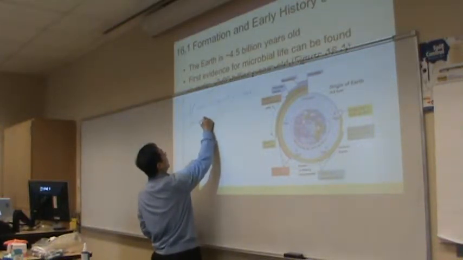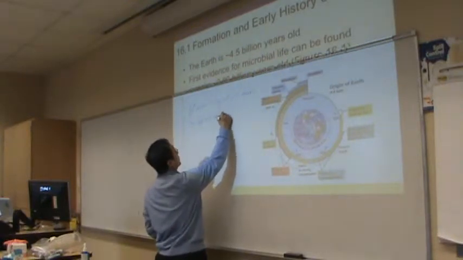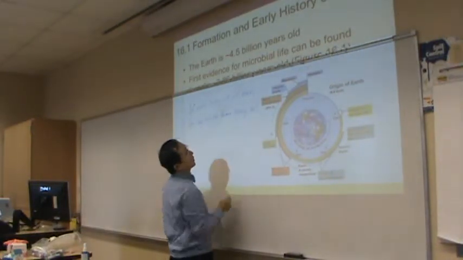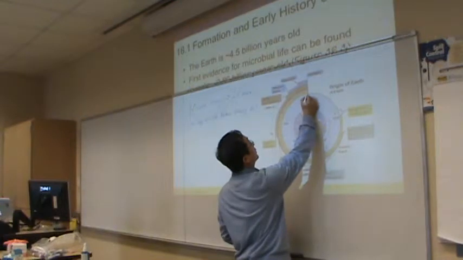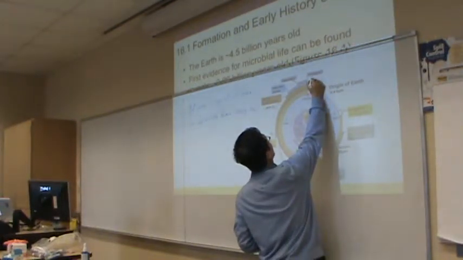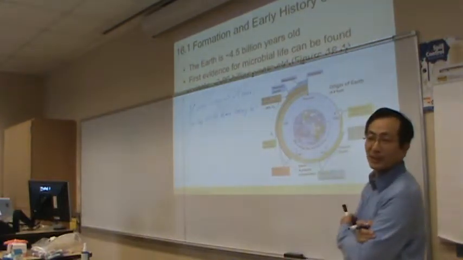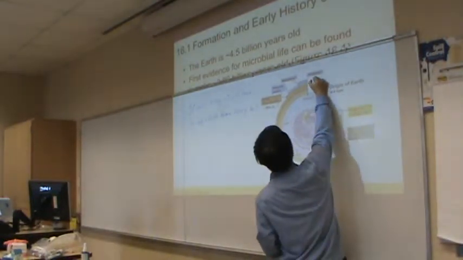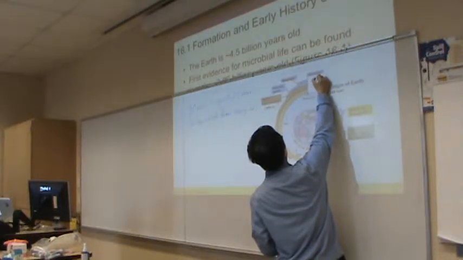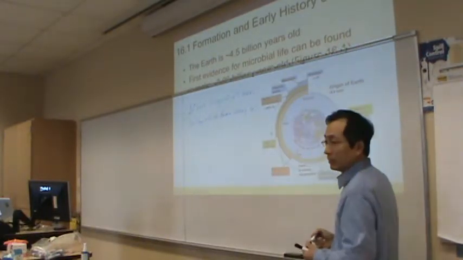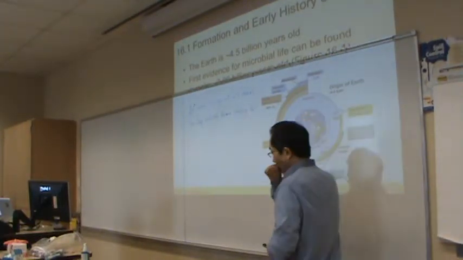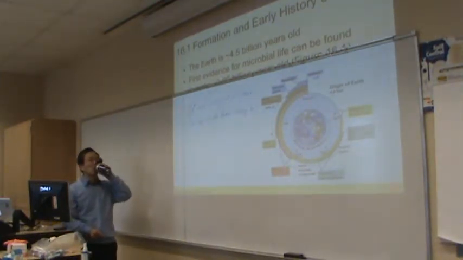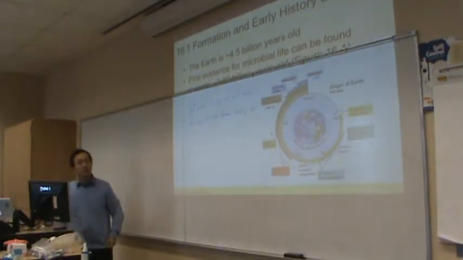Let's say how long should the human history be? The civilized human history, let's say like 100,000 years. That's actually pretty long. If you just count after Christ, that's even shorter. Like 30 seconds.